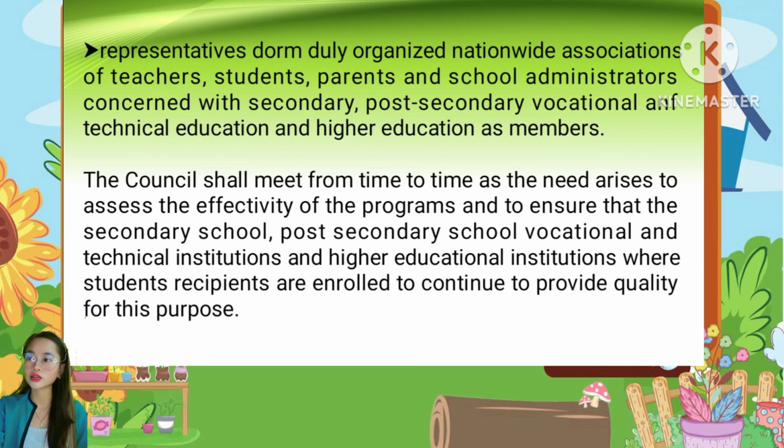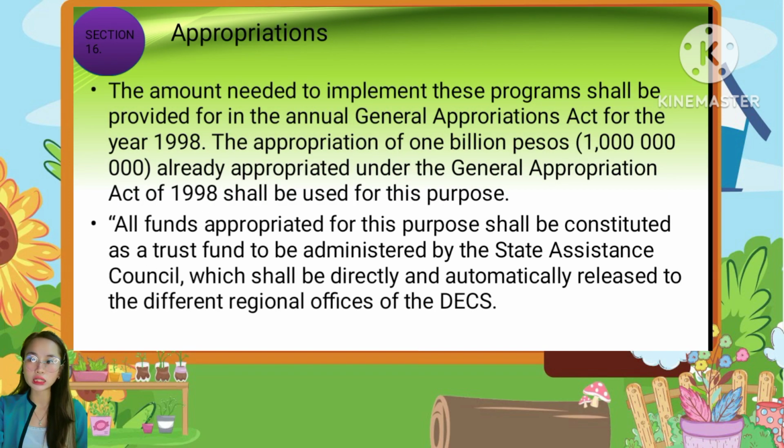So next we have Section 16, Appropriations. The amount needed to implement this program shall be provided in the annual General Appropriations Act. The amount appropriated under the General Appropriations Act of 1998 shall be used for this purpose. All funds appropriated for this purpose shall be constituted as a trust fund to be administered by the State Assistance Council, which shall be directly and automatically released to the different regional offices of the DECS.